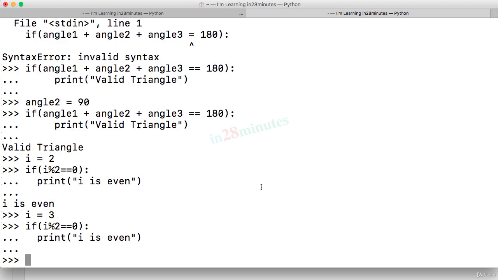In this short video, we looked at a few exercises related to the if statement. I'll see you in the next video where we'll be talking a lot more about the if statement.